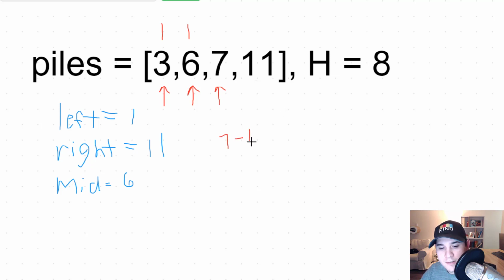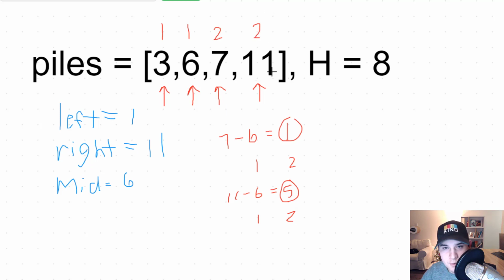So if we did 7 minus 6, we have 1 banana left, so this took her 1 hour. But then we have 1 extra banana here, so now it's going to take her 2 hours to eat that extra banana. So to eat 7 bananas took her 2 hours. We're going to move to the next one. And once again, we're going to do 11 minus 6, right? That's going to equal 5. So this took her 1 hour. We have 5 bananas left. And so this will take her another hour to eat the rest of the bananas. So this takes 2 hours to eat 11 bananas.